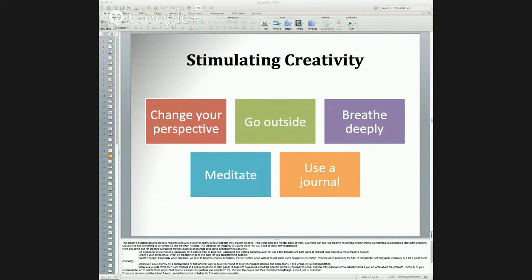Breathe deeply, especially when you're stressed. We tend to become shallow breathers. Fill your entire lungs with air to get some extra oxygen to your brain. Practice deep breathing for 5 to 15 minutes for not only more creativity, but for a great burst of energy.